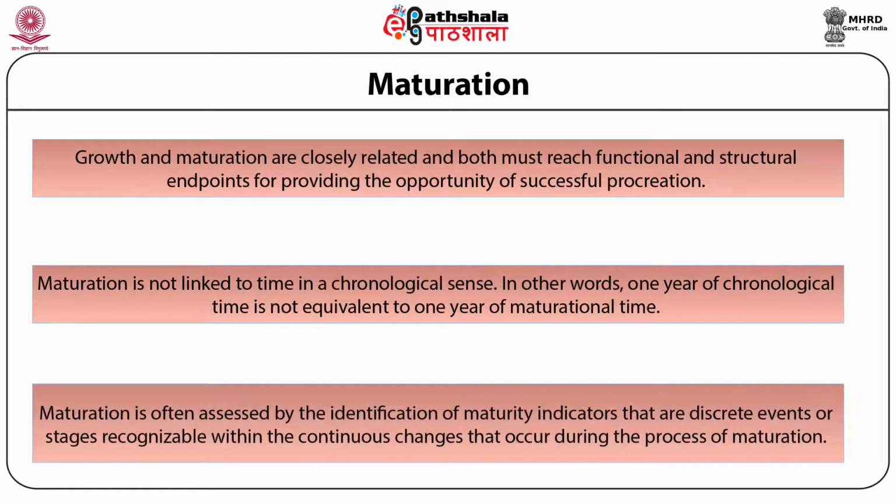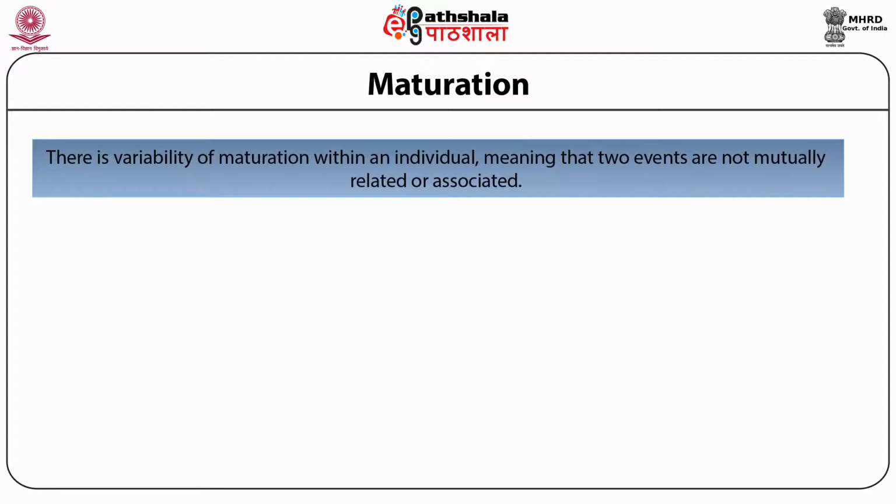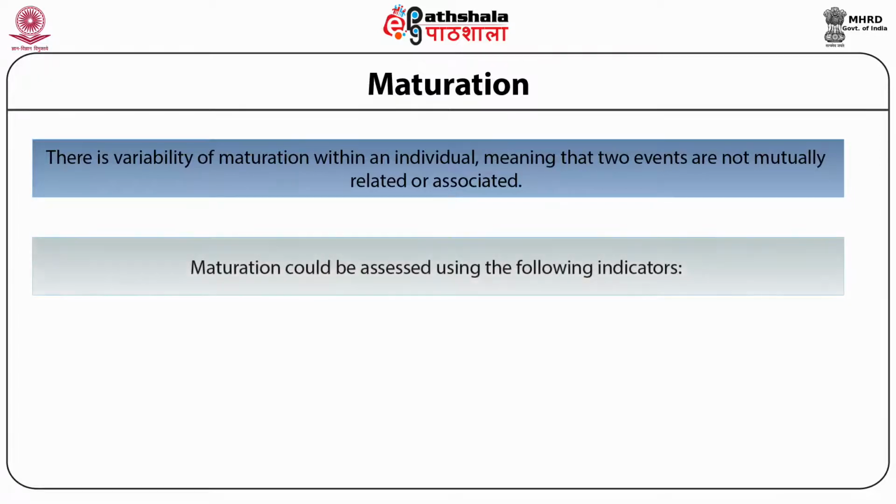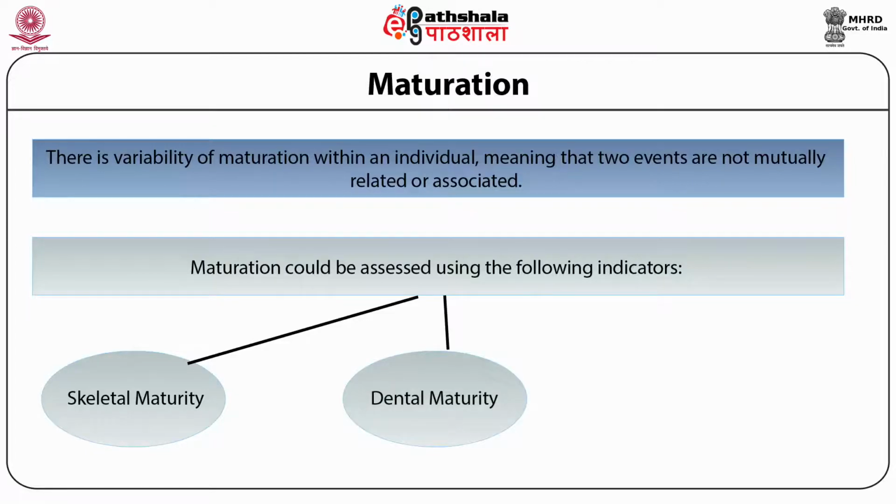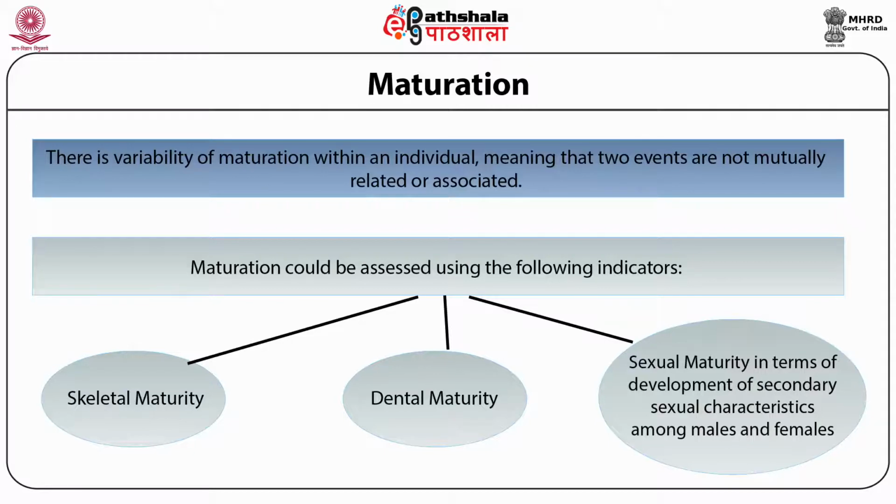Maturation is often assessed by the identification of maturity indicators that are discrete events or stages recognizable within the continuous changes that occur during the process of maturation. There is variability of maturation within an individual, meaning that two events are not mutually related or associated. Maturation could be assessed using the following indicators: skeletal maturity, dental maturity, sexual maturity in terms of development of secondary sexual characteristics among both males and females.